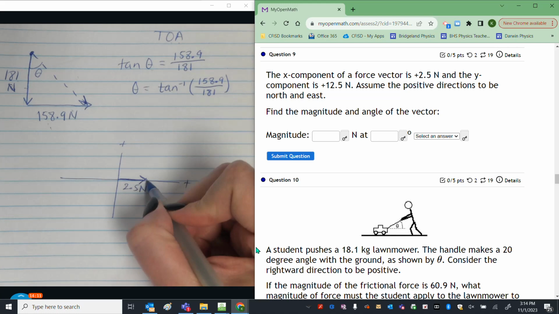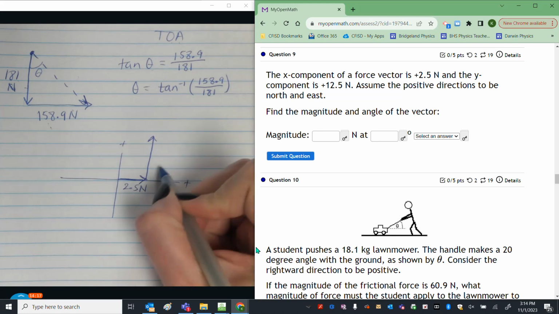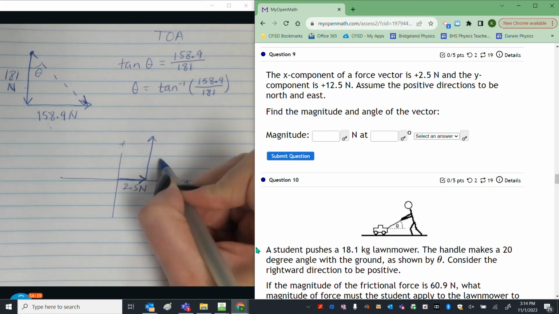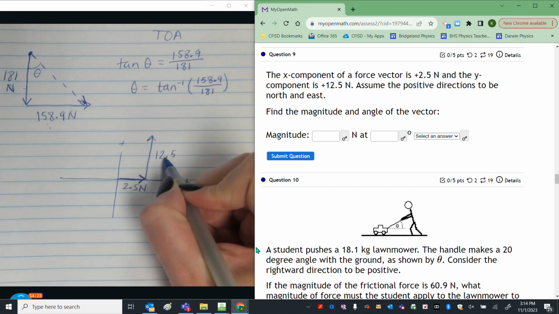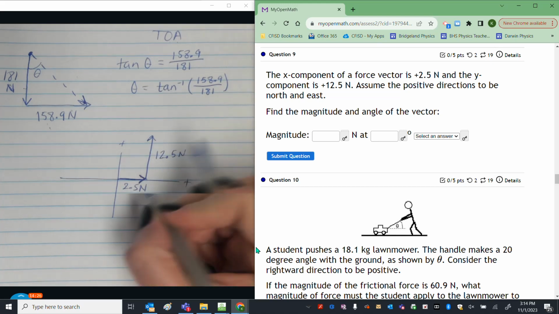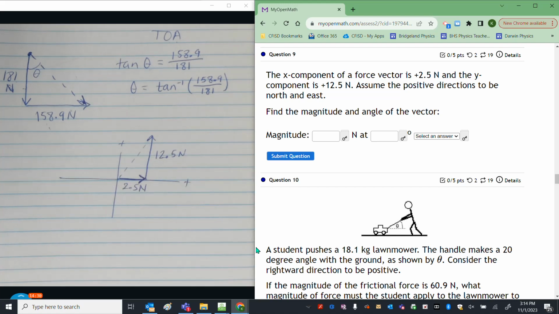My other component is upward, the y component, and I know it's upward because it's positive. And that y component is going in the positive direction along that y direction, and it's 12.5 newtons. Okay, so this again is what your resultant looks like.